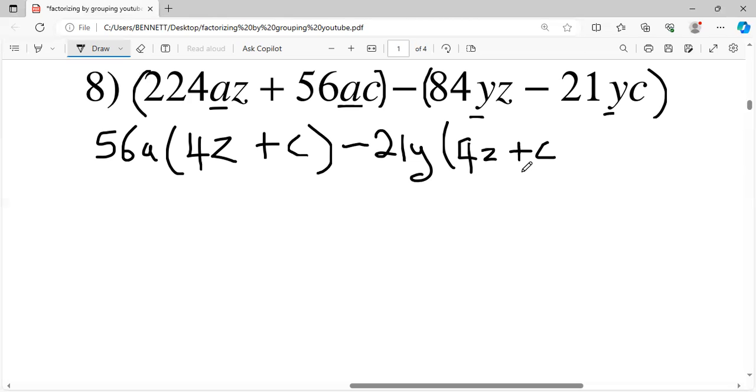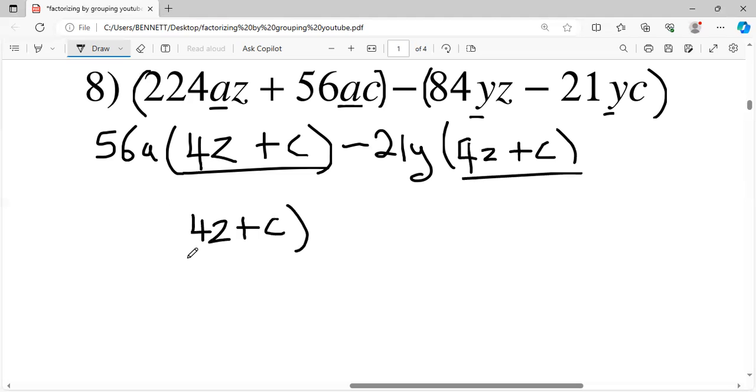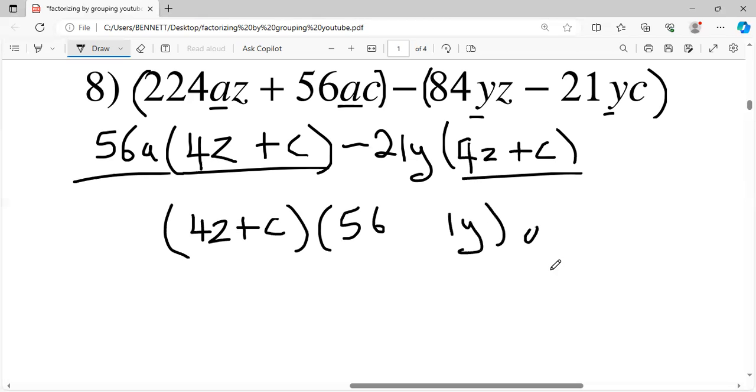Once you see you get this, guys, for both of them, you know you're on your way. So 4z plus the c in a bracket, and then we take out what is outside, which is the 56a minus 21y. So even though the numbers were big, you guys should be able to get that. Did anyone get that? Type that in the comment section.